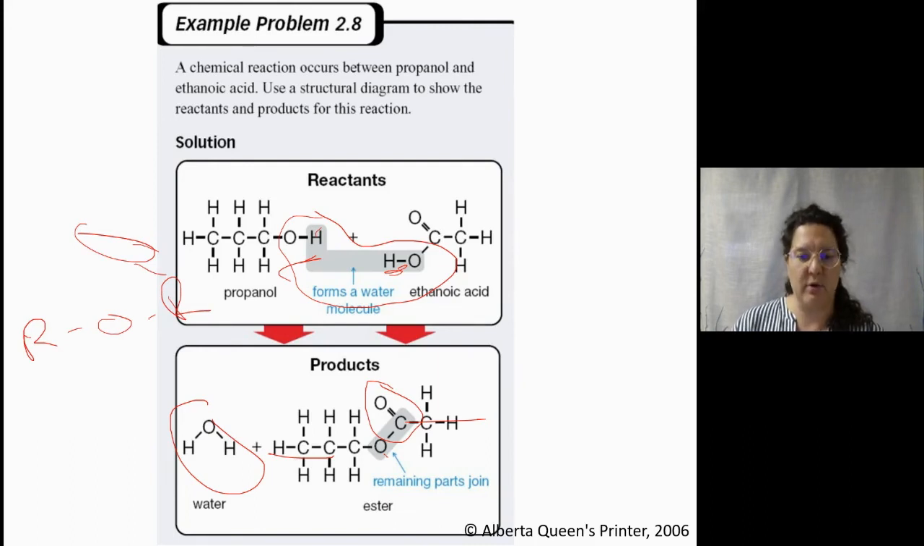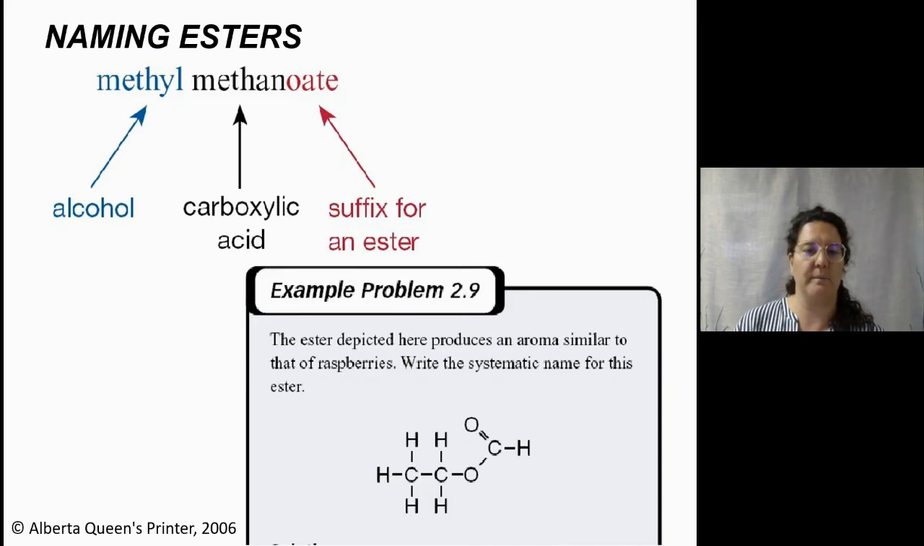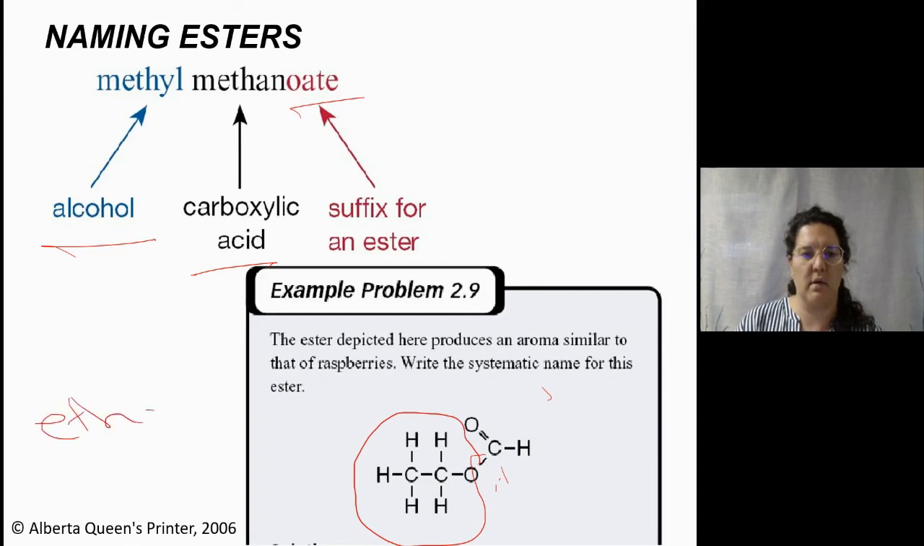Now, to name these, it's a little bit more complicated because we have to go in the right order. So when we're naming esters, we name the end that started with the alcohol first, followed by the branch that had the carboxylic acid, and then we end with oate because it's the suffix for the ester. So when we look at our ester, this is the end that was the alcohol because there used to be an H right here. So this would be ethanol was the original alcohol. Then here was our original carboxylic acid. So we had methanoic acid.